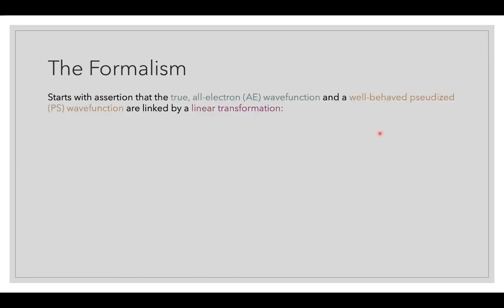So the formalism in and of itself starts with the assertion that there exists a true all-electron wave function, and that it can be linked to a well-behaved pseudized wave function by a linear transformation. So mathematically speaking, it looks something like this. You have your all-electron wave function on the left, which has quite a few aggressive oscillations near the nucleus. And using a linear transformation, you can go between it and a pseudized version of that wave function, which has few or no oscillations near the nucleus.